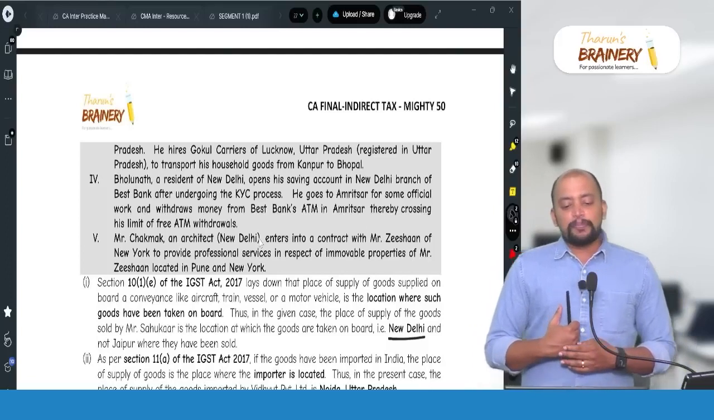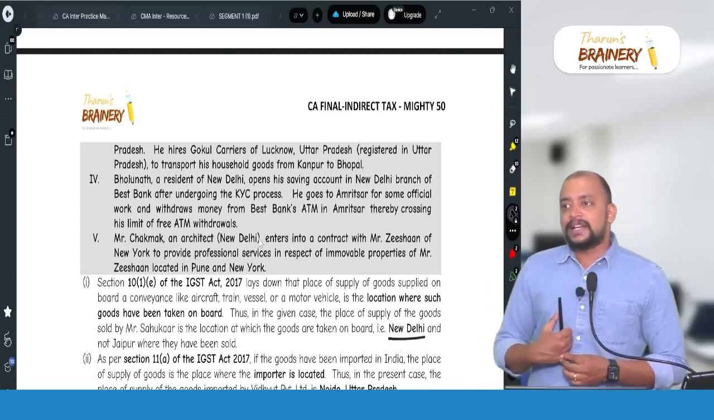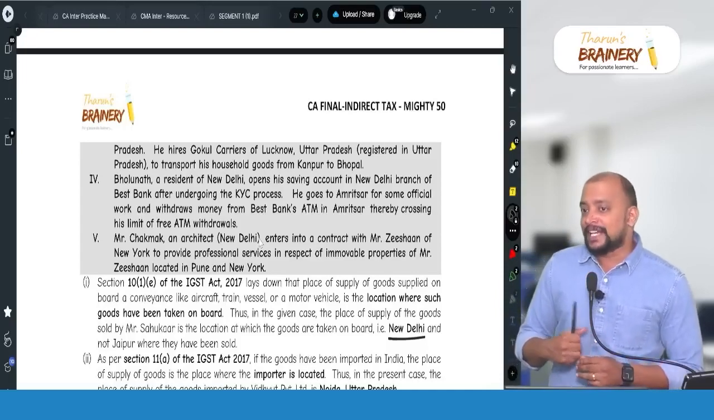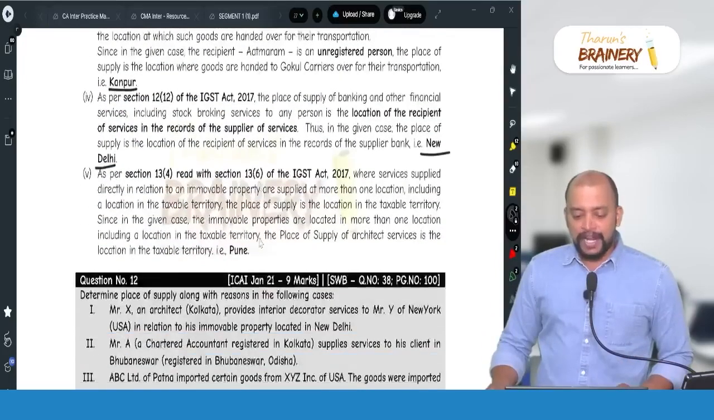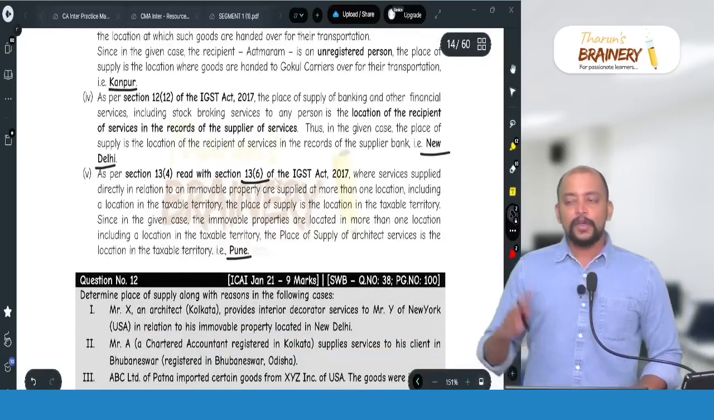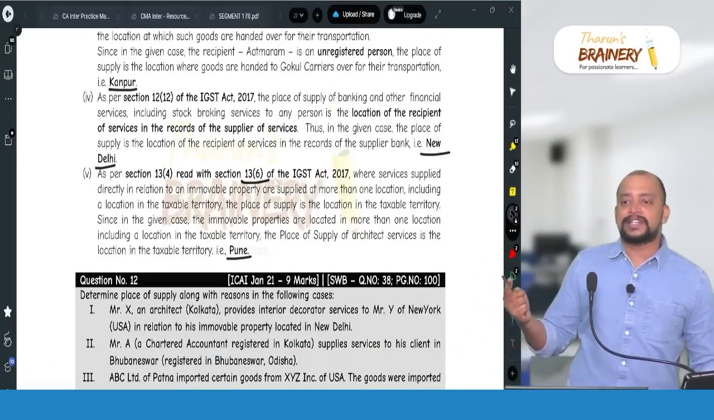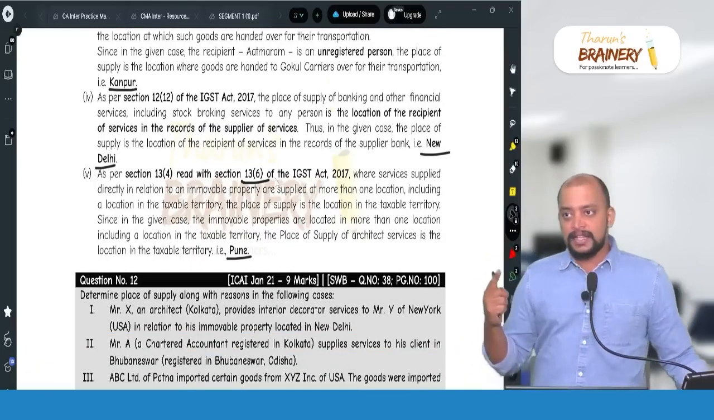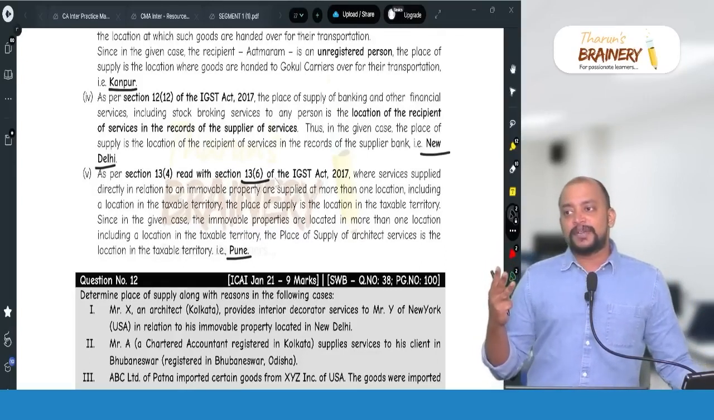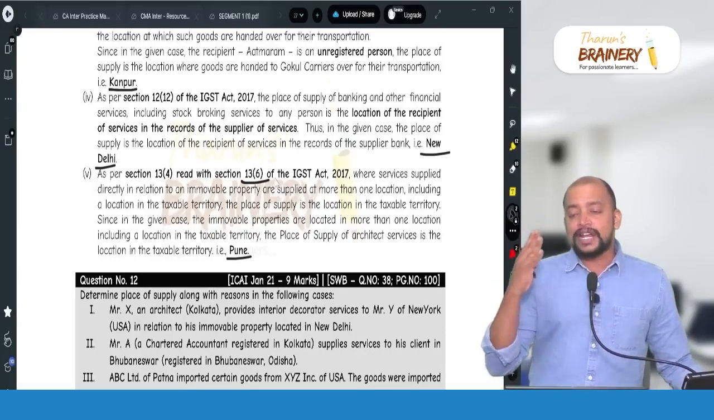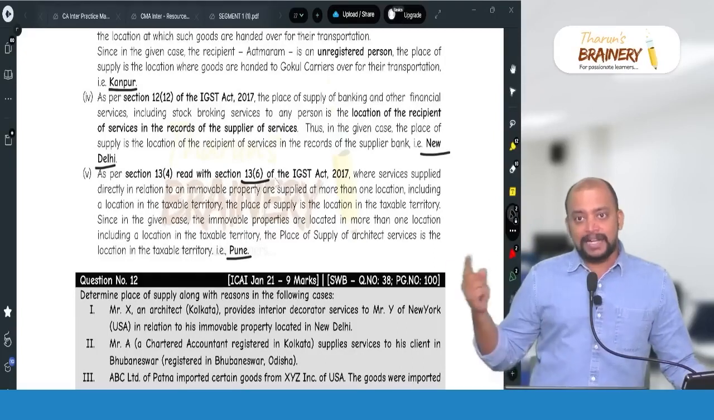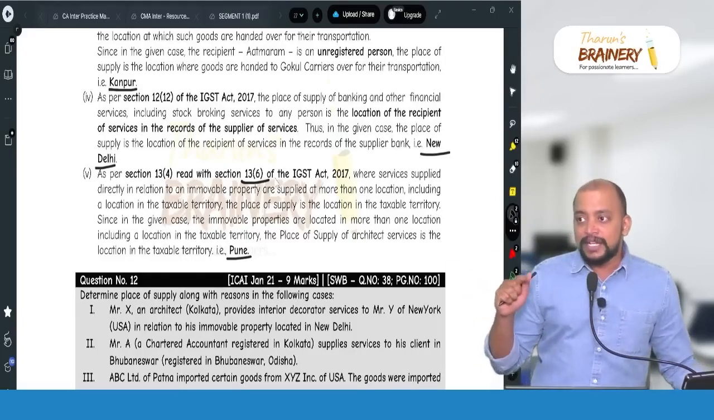Now, if it is partly in India, partly outside India, with a single contract, the entire place of supply is deemed to be in India. So, Pune will be taken as the place of supply because of section 13, subsection 6. Four services, partly in India, partly outside India, are entirely deemed to be in India: service in relation to immovable property, performance-based service in relation to goods, performance-based service in relation to individuals, and organizing an event. These four services, with a single contract, if partly in India, partly outside India, are entirely deemed in India.